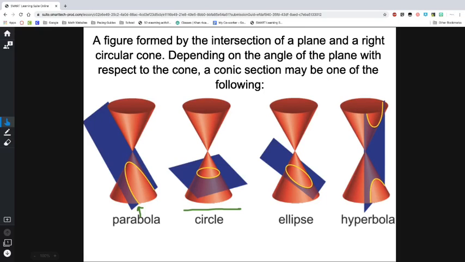An ellipse then is very similar to a circle, but the plane is going to be angled a little bit so that we get an oblong circle, one that's longer on one side than the other. And then the last one that we're going to talk about in this chapter is a hyperbola. It looks kind of like two parabolas facing away from each other. They're graphed slightly differently. That happens when we intersect both of the cones. We get that hyperbola shape.